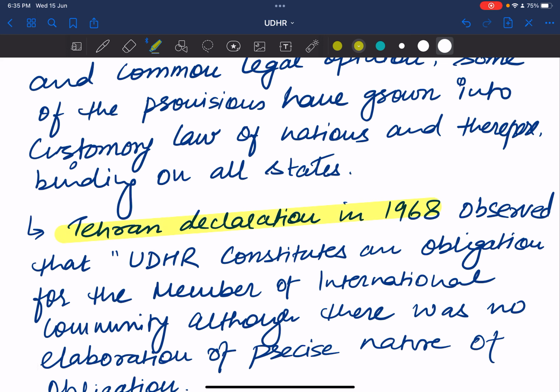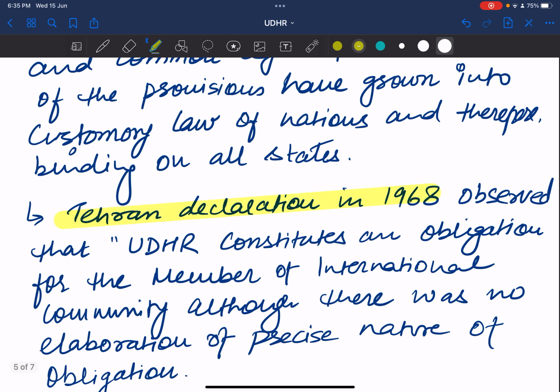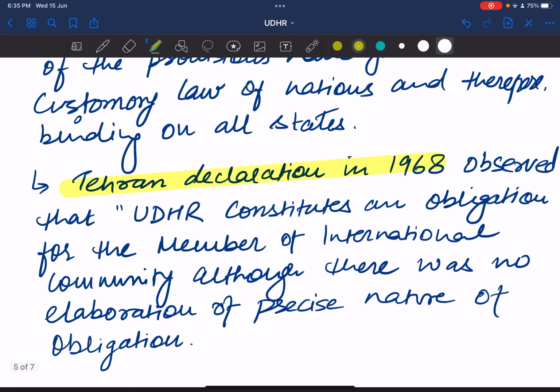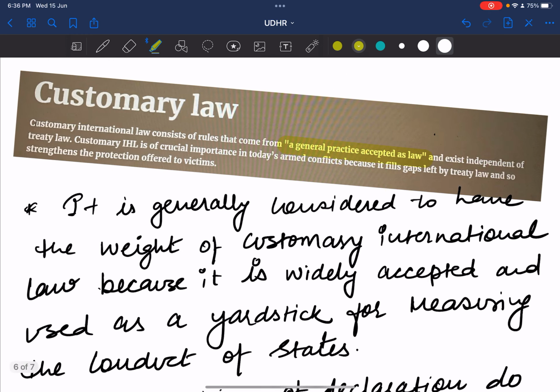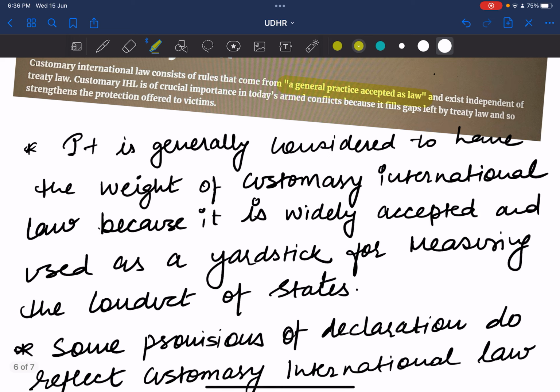The Tehran Declaration in 1968 observed that UDHR constitutes an obligation for the members of the international community, although there was no elaboration of the precise nature of the obligation. This is something you can cite in the paper also when you talk about the advantages of UDHR, where the Tehran Declaration is appreciating how, despite not being binding, it can be useful for the countries. It is generally considered to have the weight of customary international law because it is widely accepted and used as a yardstick for measuring the conduct of states.